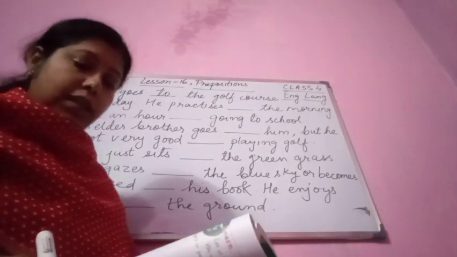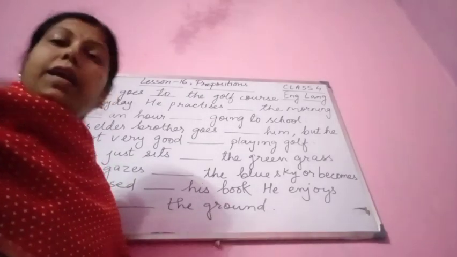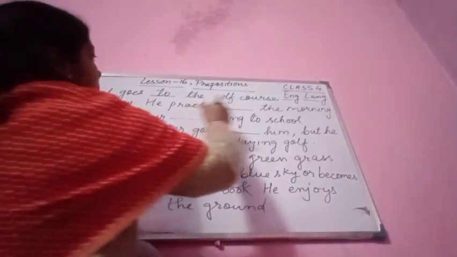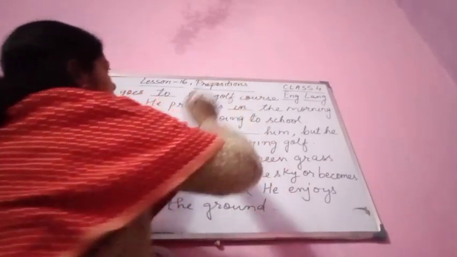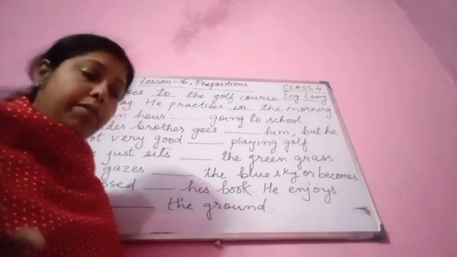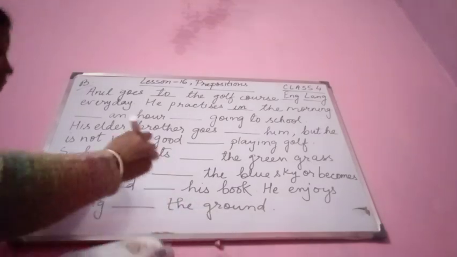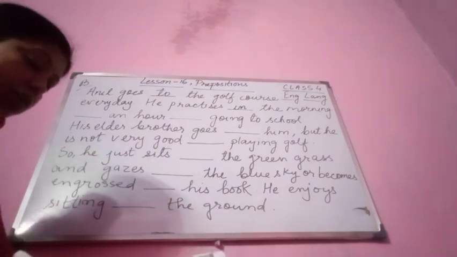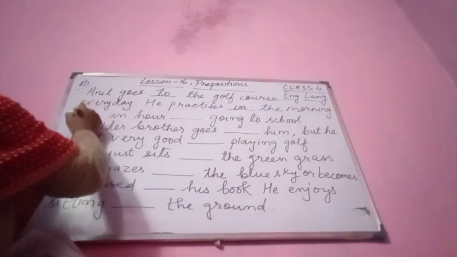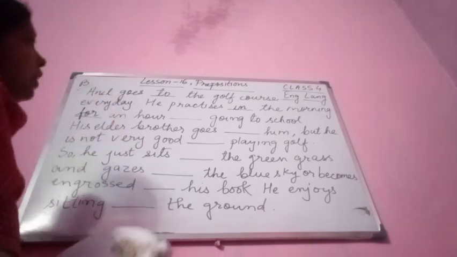He practices, okay, now he practices dash the morning, in or at. So he practices in the morning. Okay, a time span is given, so in the morning. Okay, when? In the morning. Alright, okay, for an hour. So here it is given for or on. So we have to use for, okay, for an hour. So one hour, for an hour.